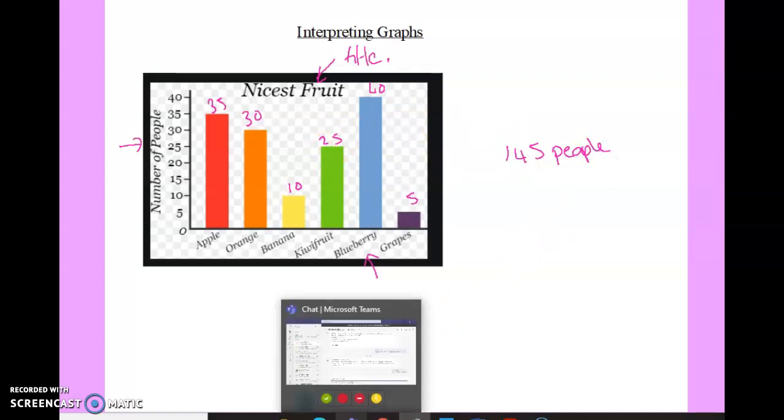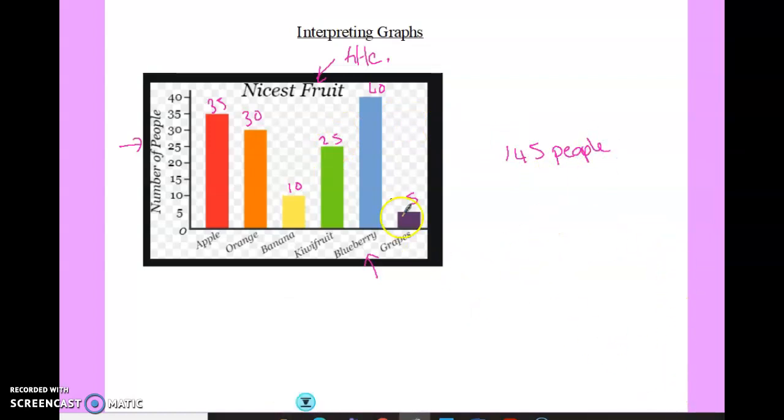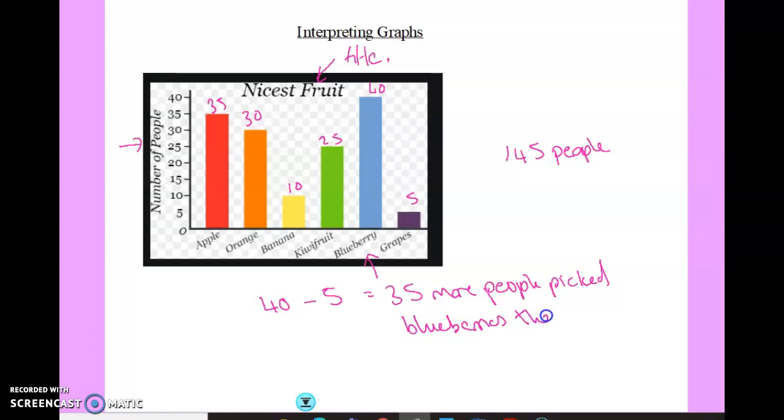Or you might get asked what was the favourite fruit. Favourite fruit according to this would be blueberries. Or what's the least favourite fruit? Or you might get asked how many more people picked blueberries than grapes. So 40 people picked blueberries, 5 people picked grapes, so 35 more people picked blueberries than grapes. Okay, so lots of different questions you can get asked about a bar graph.